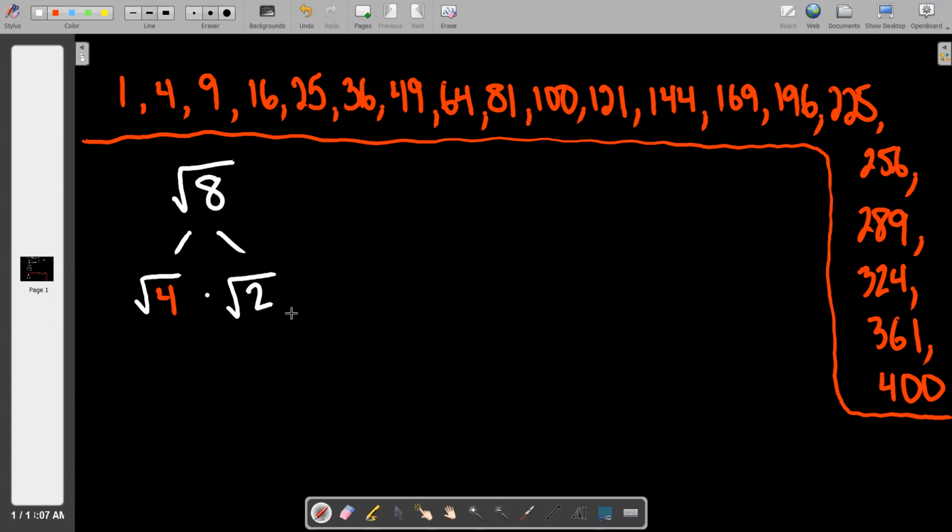And what is the square root of 4? So what would we say is then the simplified version of root 8? 2 root 2. Remember, just 3 quick words. 2 root 2. Done.